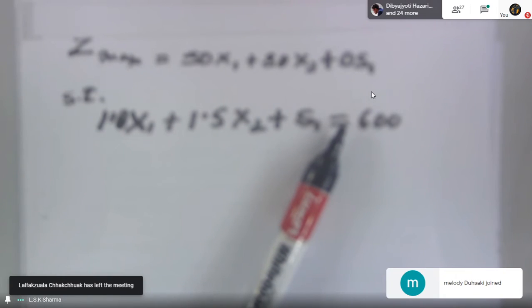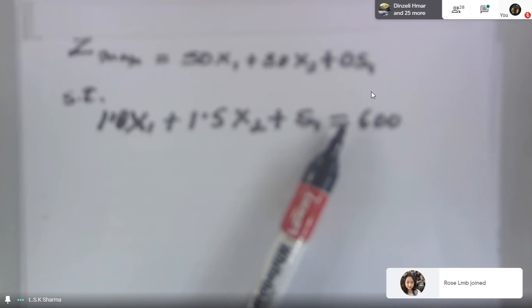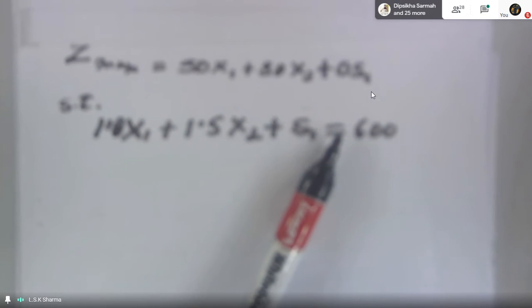Sir, your camera is a little blur. My camera is still blurred. Okay, let me try to fix it.